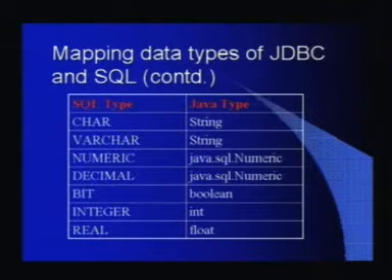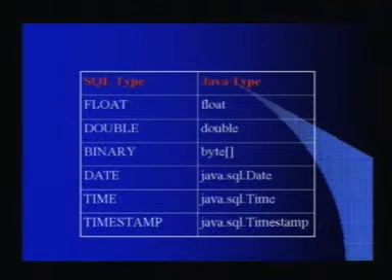The char data type of SQL directly corresponds to the string data type in Java. You can see char, varchar, numeric, decimal, bit, integer, real, all mapped to the corresponding Java types. You also have float, double, binary, date, time, timestamp corresponding to Java types. So there is a mapping in most cases, and what I am showing you is limited.